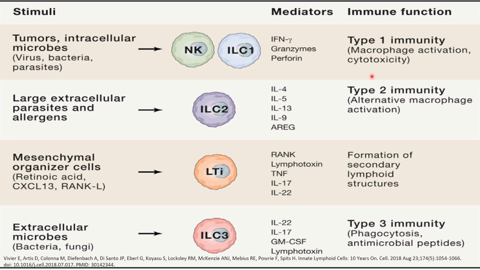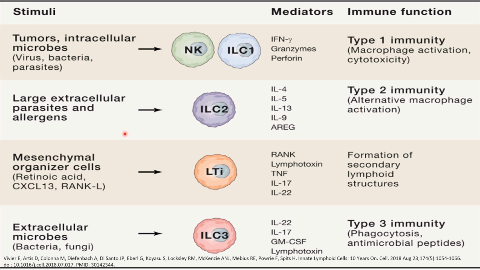The second group includes innate lymphoid cells type 2, which are stimulated by large extracellular parasites and allergens, and they secrete interleukin 4, 5, 13, 9, and they are responsible for type 2 immunity and the stimulation of macrophages towards M2.